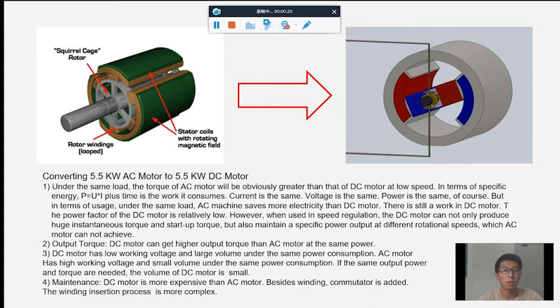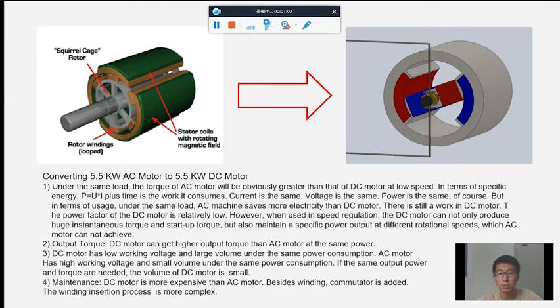First, under the same load, the torque of an AC motor will be obviously greater than that of a DC motor at low speed. In terms of specific energy, P equals UI times time is the work it consumes. Current is the same, voltage is the same, power is the same, of course. But in terms of usage, under the same load, the AC motor consumes more electricity than the DC motor. The power factor of the DC motor is relatively low.